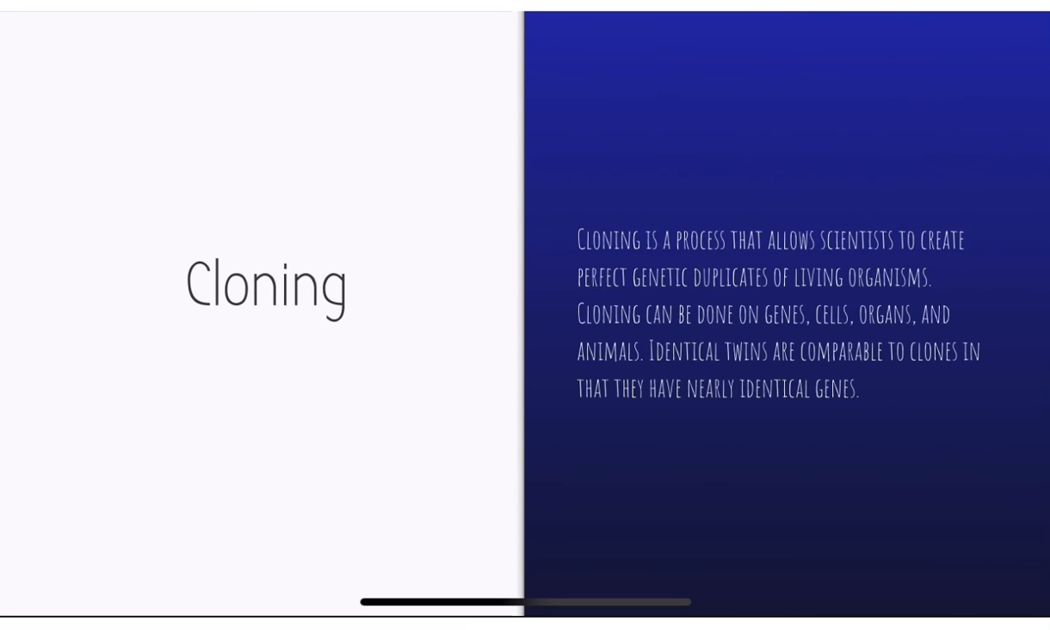So on to cloning. Cloning is a process that allows scientists to create perfect genetic duplicates of a living organism. Cloning can be done on genes, cells, organs, and animals. Identical twins are comparable to clones because they have identical genes. However, it's not exactly the same thing.